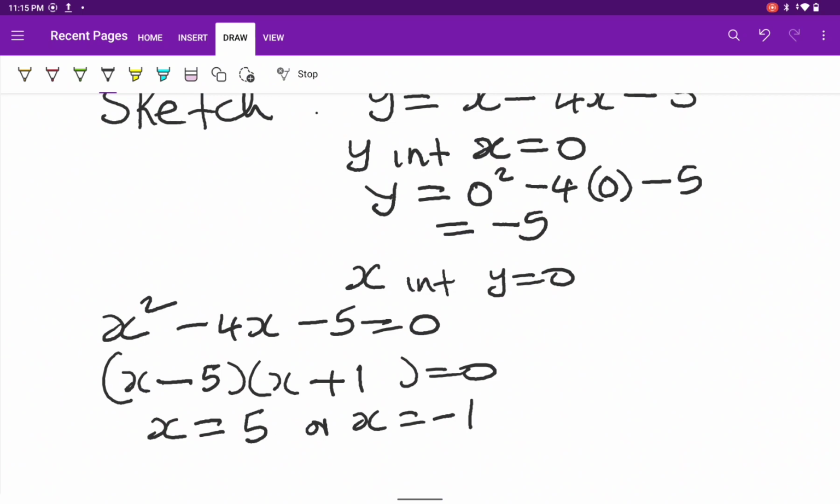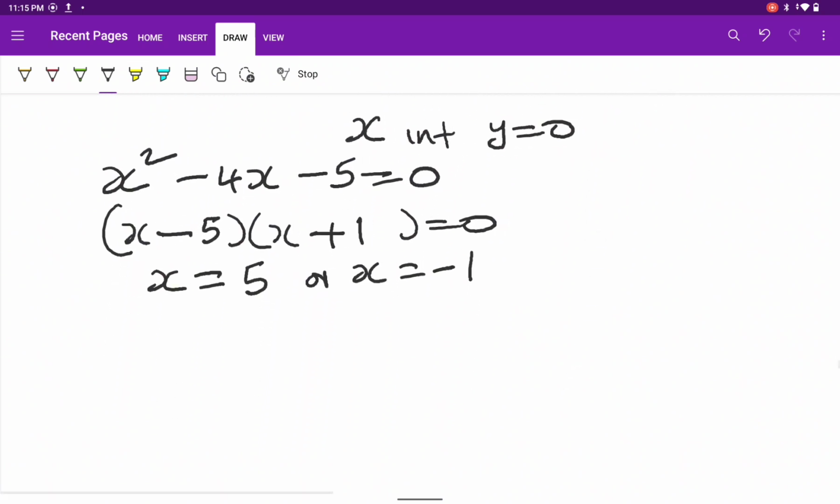Now we want the turning point, where the graph is going to turn. We'll just call it TP. We're going to use the formula x equals minus b over 2a. This formula is from calculus, so it's actually where the graph is turning.